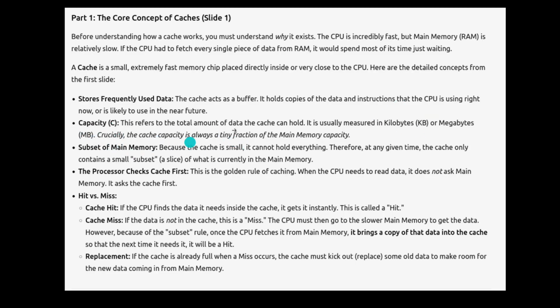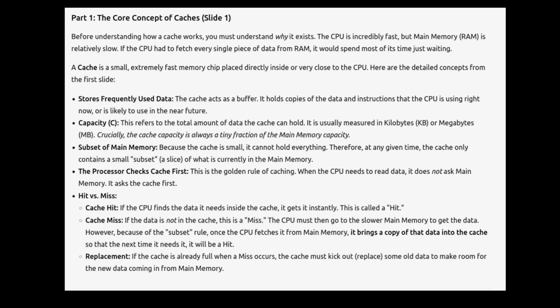Crucially, the cache capacity is always a tiny fraction of the main memory capacity. Capacity C in cache terms is the total amount of data that you can hold in the cache, usually in megabytes or kilobytes. It is a small part of the main memory's capacity. That is what you have to understand.